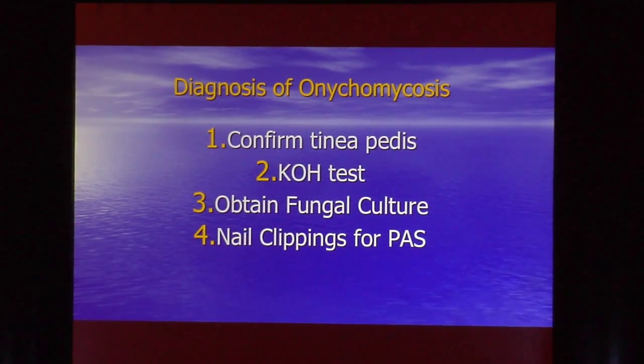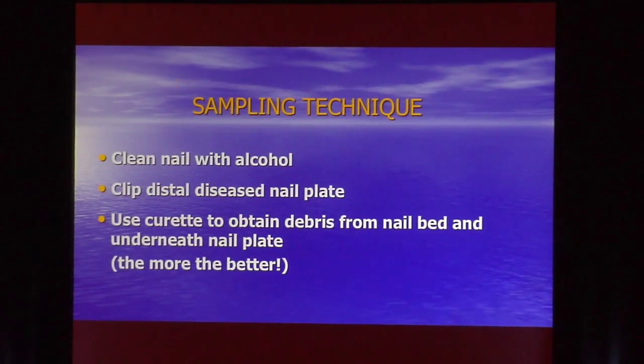So you have three things you can do: a KOH, you can do a fungal culture, or you could do nail clippings. So how do you obtain your sample? Well, first things first, you want to clean the nail with alcohol. And often, I have to add, I clean the nail with soap and water. Now, why do I clean the nail? Because there's bacteria living in the nail, and the bacteria, if you're doing a fungal culture, will overgrow and prevent the growth of a fungus. So you want to remove the bacteria. So clean with alcohol, soap and water, whatever you need.